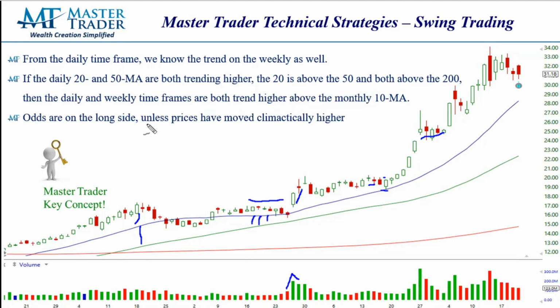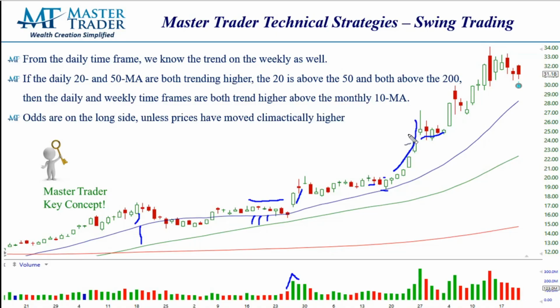Lastly, odds are on the long side unless prices have moved up climactically. What is climactic? Far away from the 20. Moving averages are separating apart. Over time, as you look at charts, you'll see that some stocks move much further than others. So you could say, well, percentage-wise, is that a guide? It can be, but I've seen many stocks move much more percentage-wise than others. So you'll learn what's climactic, and just this picture right here is what I would call maybe pre-climactic.